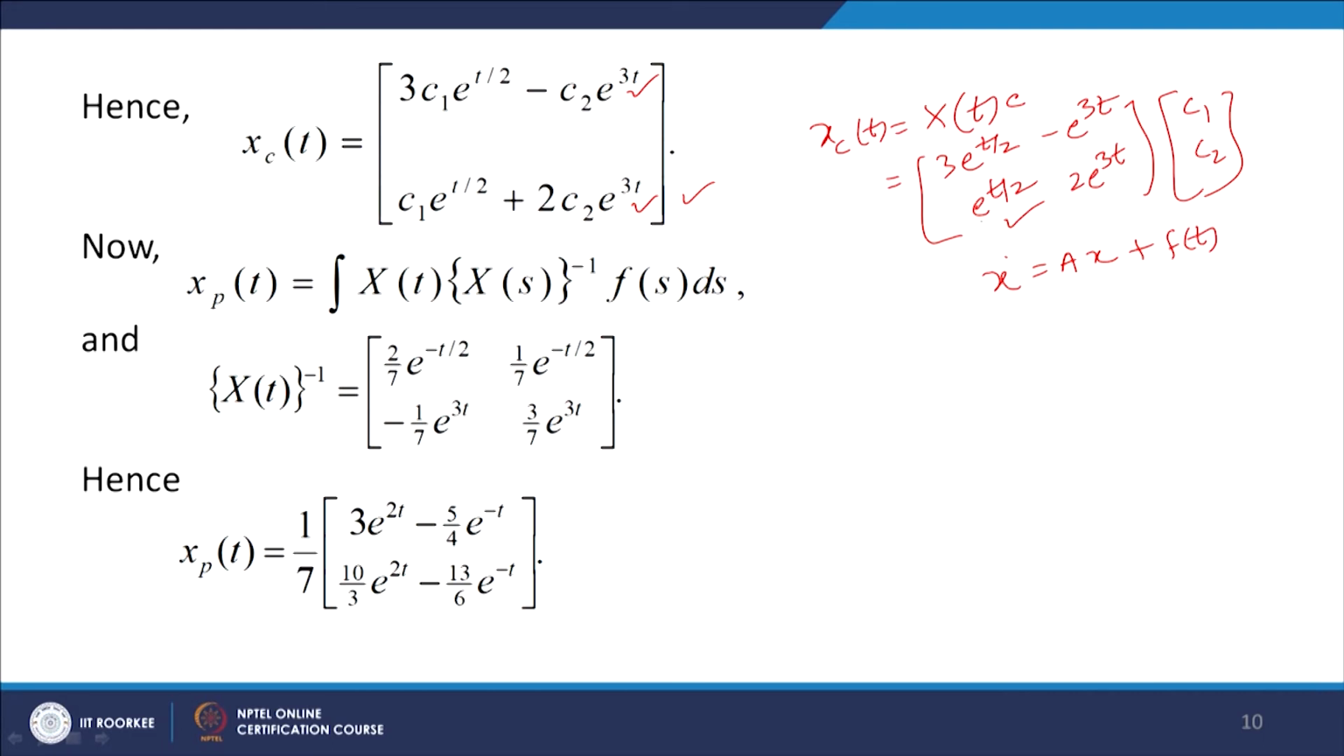Since the vectors x1(t) and x2(t) are linearly independent, the determinant of this matrix is non-zero. So we can find the determinant of the matrix X(t), find the adjoint of the matrix X(t), and then find X(t) inverse. X(t) inverse is the adjoint of the matrix X(t) divided by the determinant of X(t).